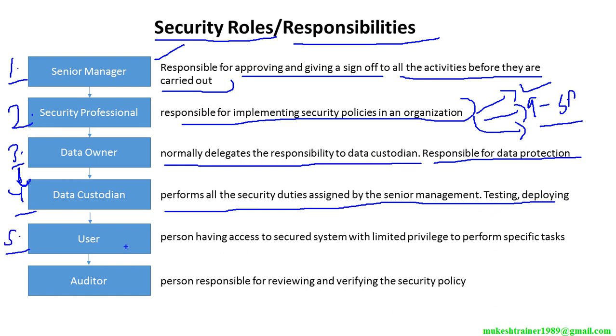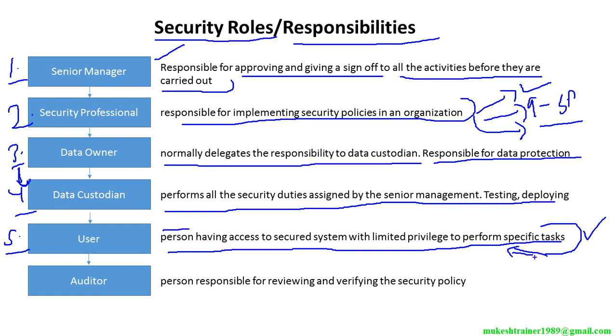Number 5 is the user, who has access to a secure system with limited privilege to perform specific tasks. Basically a normal user does not have any access to configure, manage or implement it. He basically uses some basic applications that he has access to, but he should have good knowledge of what not to do in the organization. He should be aware, for example, not to browse harmful websites, like porn or others, or not to attach a USB, although those are policies in the company. The security professional can block those accesses.